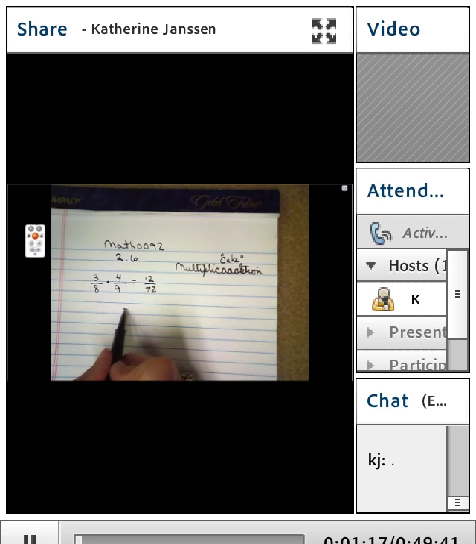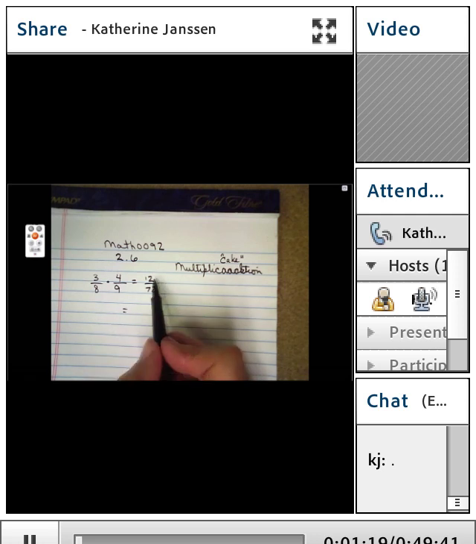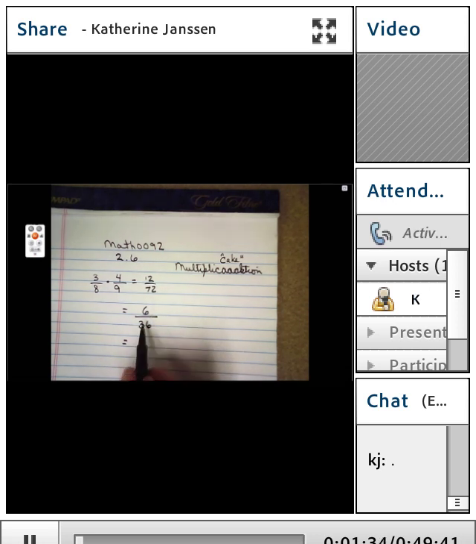Well, that's even. So I know 2 will go into the numerator, 2 times 6, and 2 goes into the denominator, 36. Still even, but 6 goes into 36. 6 goes into 6 once, and 6 goes into 36 6 times. So simplified, my answer is 1/6.